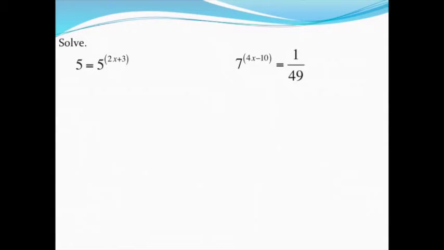Like we did in our last video, as long as the bases of both sides of the equation are the same thing, all we have to worry about is making sure our exponents are the same. So in this case, the base on either side is 5, so I can ignore it and just set the exponents equal to each other.